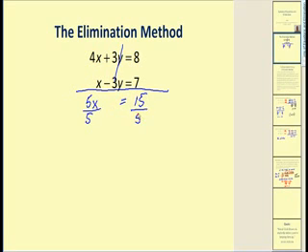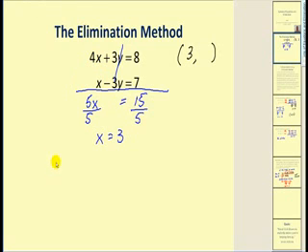We have an equation with one variable. We can solve that by dividing both sides by 5. We have x equal to 3. Remember, one solution consists of an x and a y value. We know the x value is 3, but we still have to find the y value. So what we do now is we replace x with 3 in either equation and solve for y. I'll go ahead and use the first equation for this purpose.